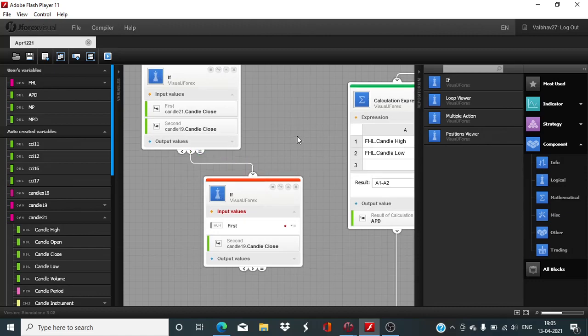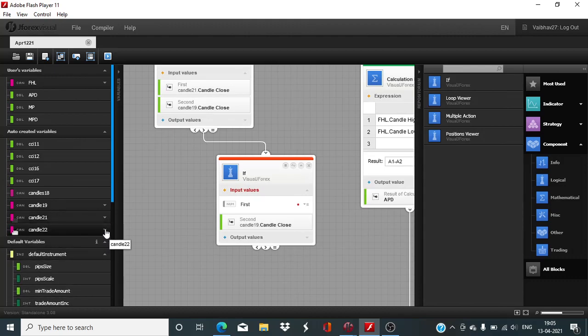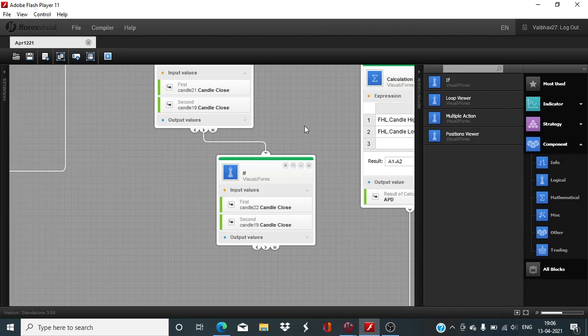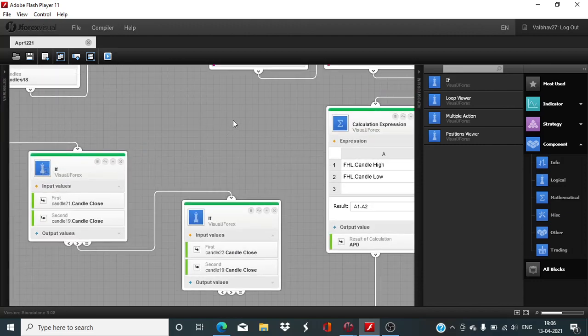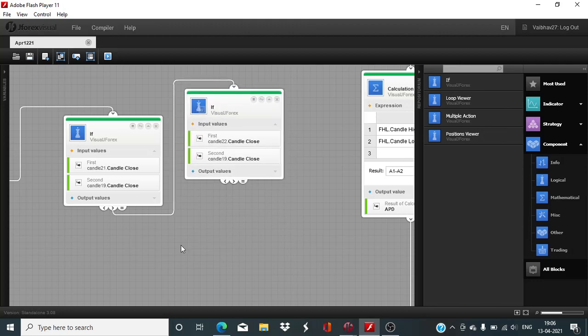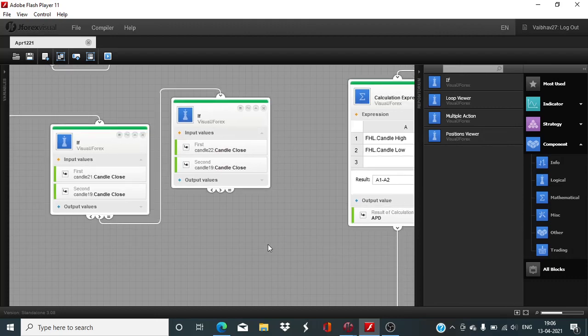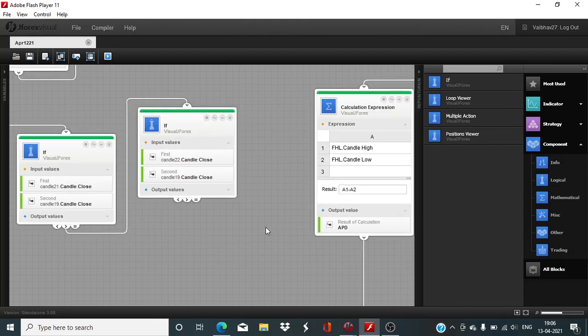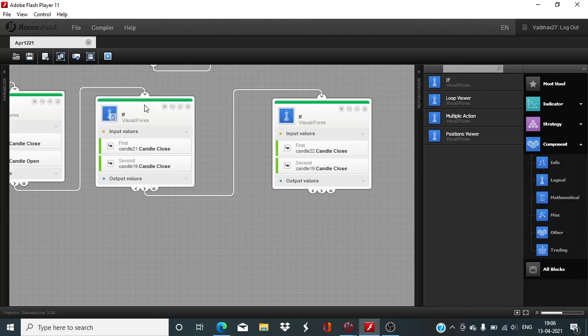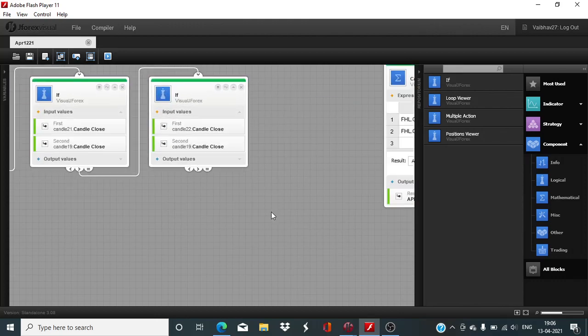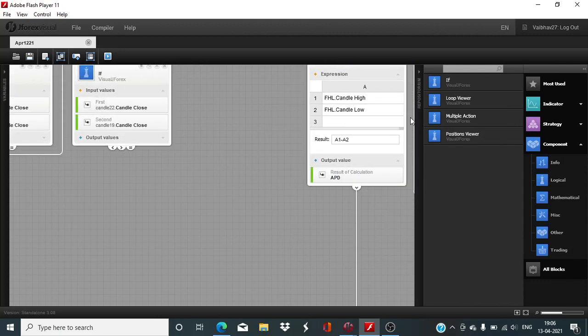First input greater than second input, and here this one, candle 22's candle close should be less than candle 19 candle close. And I think most of the conditions have been defined. So now we will bring in the execution block.